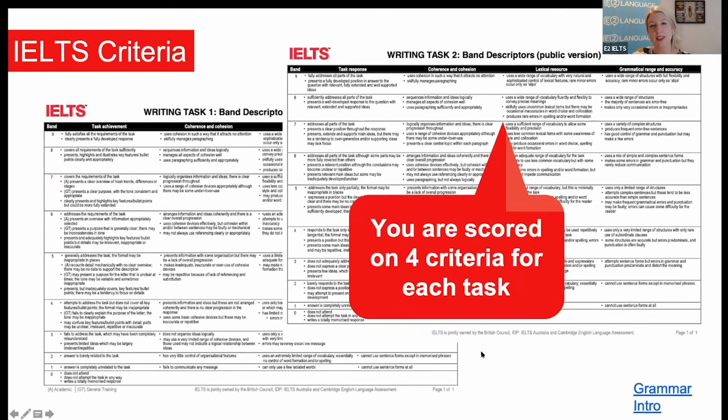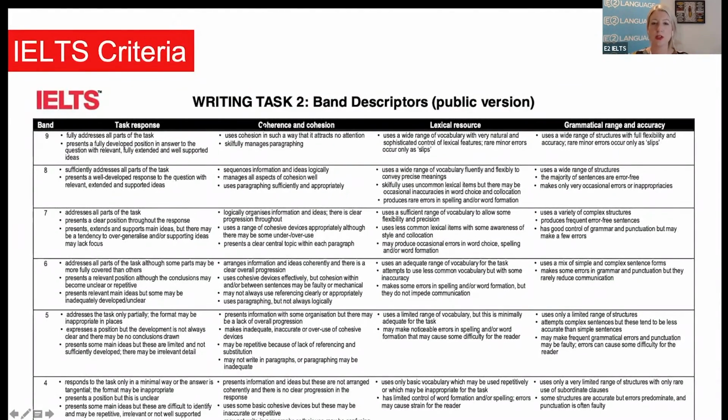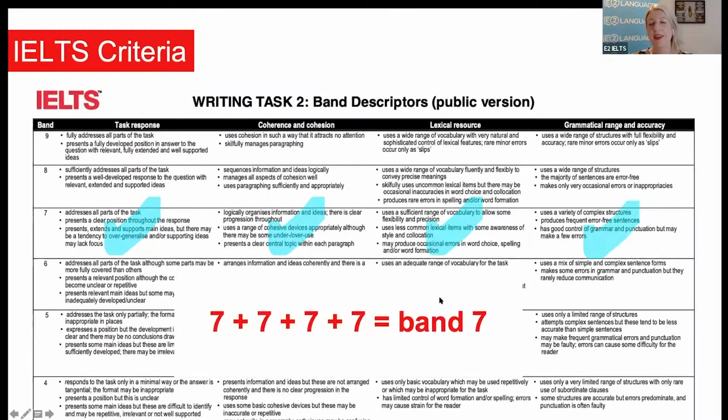So you're scored on 4 criteria for each task. Task 2, they're called task response, coherence and cohesion, lexical resource, grammatical range, and accuracy. Now, the examiner will give you a separate score like this. So they might say, yep, you're band 7 for task response. You met the criteria, band 7, coherence and cohesion. Your vocabulary range and accuracy was band 7, and your grammar was band 7 as well. This goes together, and the average of these scores, obviously, is band 7.